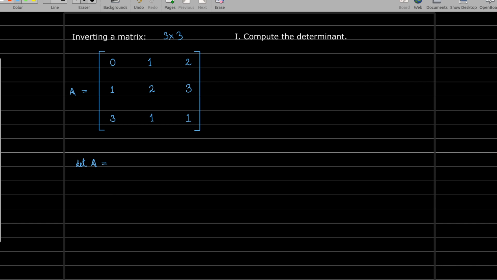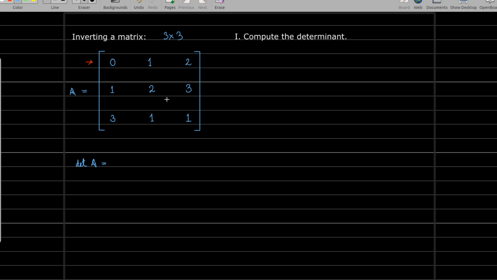So how do you go about doing that? We need to choose either any row or any column. In this case, the best choice will be the first row, because the first row has got a 0 here. Always look for the row or the column which has got the maximum number of zeros. So we are going to choose the first row. Whichever is a 0, we don't have to worry about. We just need to worry about this one.